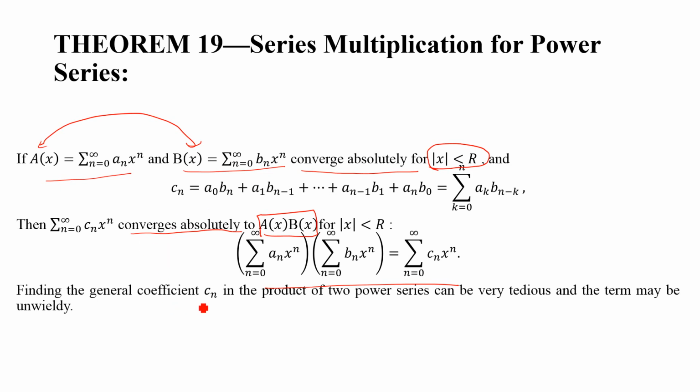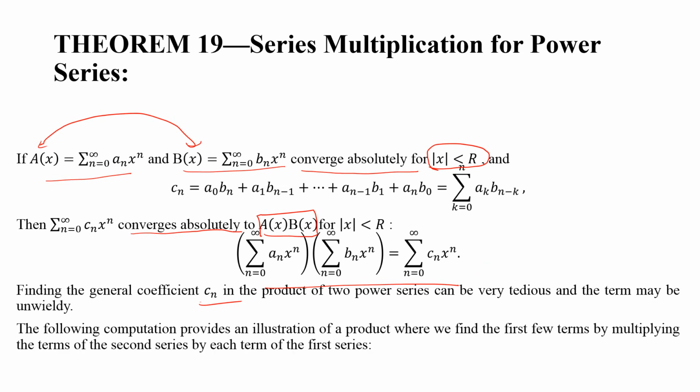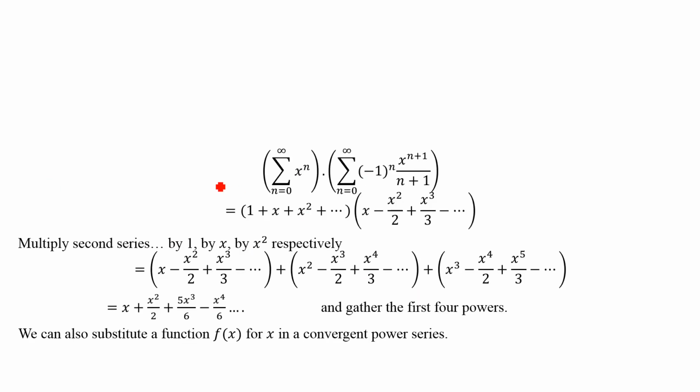Finding the general coefficient c_n in the product of two power series can be very tedious. The general term is of course quite tedious, but we can see how it works with the help of an example. So here we have a series sigma x^n. There is another power series, sigma (-1)^n x^(n+1) over n+1, and if we multiply these two series, we have this series.